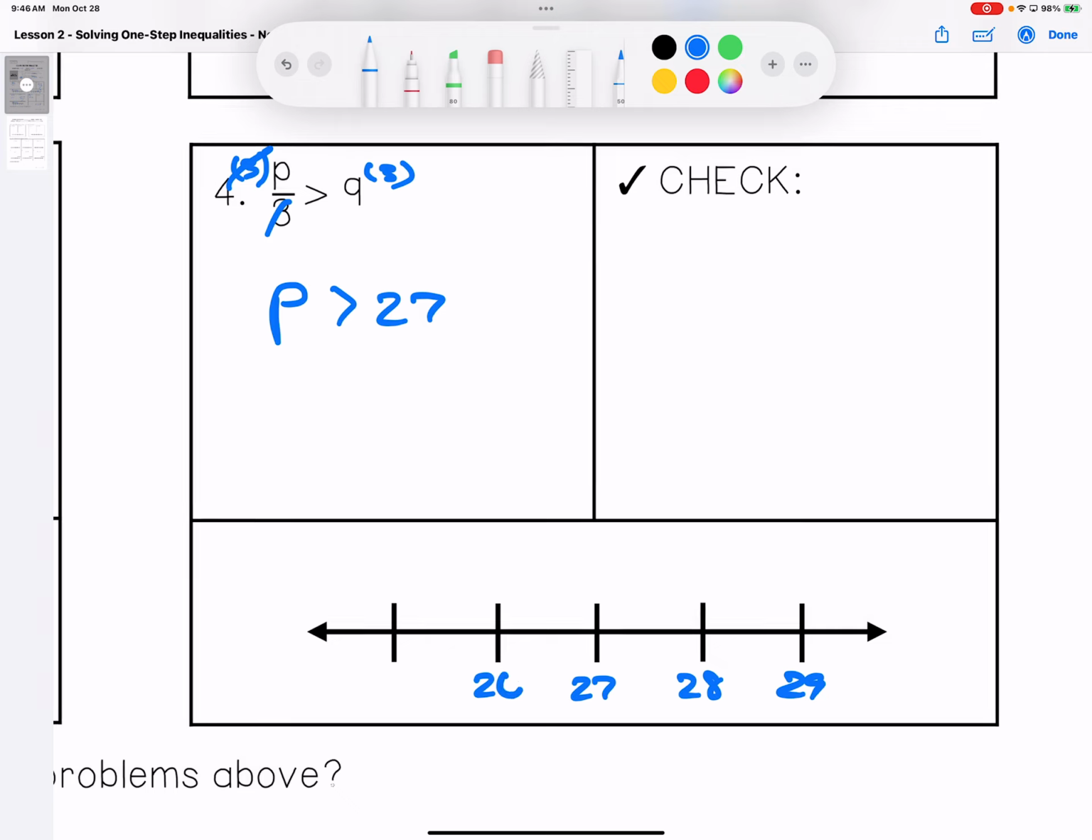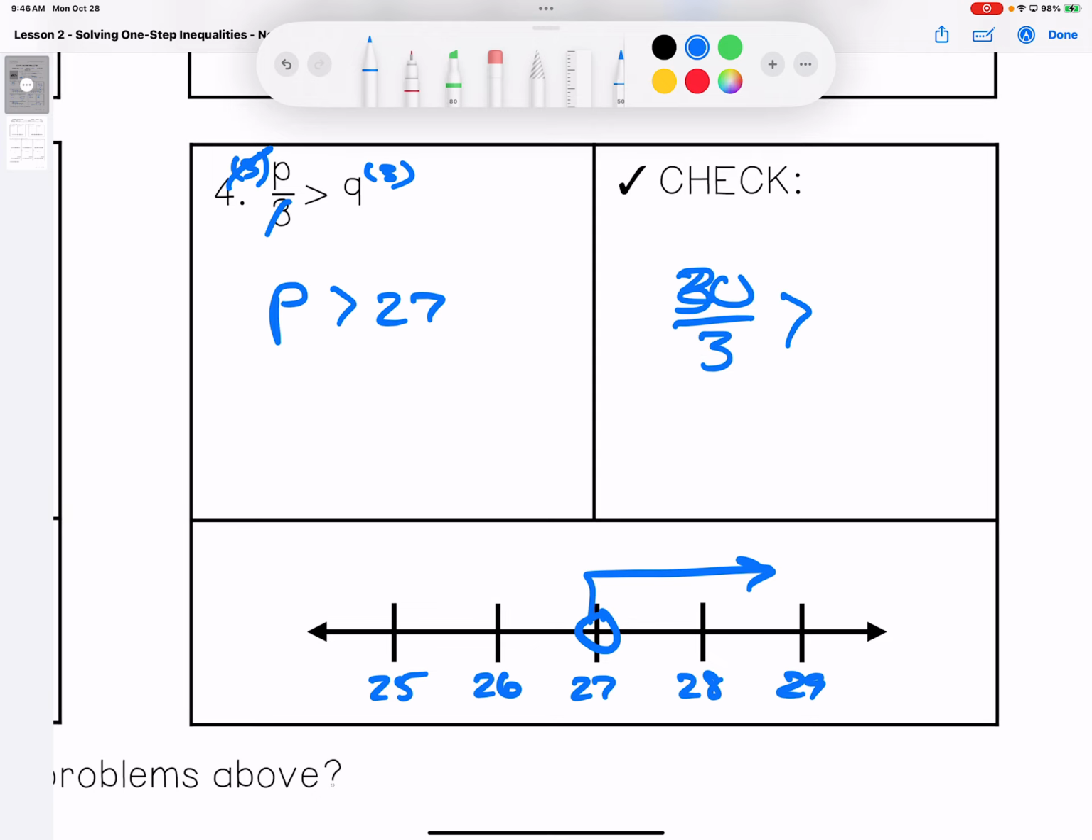Again, you don't have to make your graph look just like this. 27 could be to the left or right. It does need to be an open dot, and it does need to go to the right, though. I'm going to pick a number greater than 27 to substitute in there. I'm going to go 30.